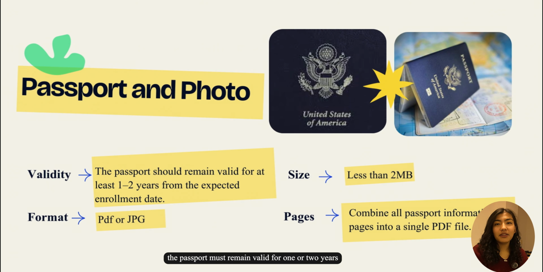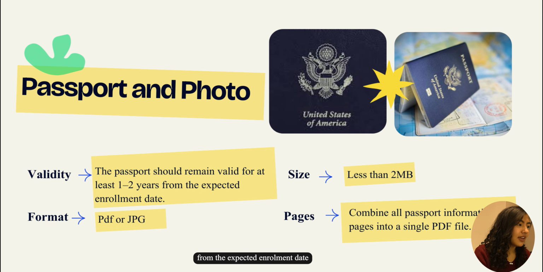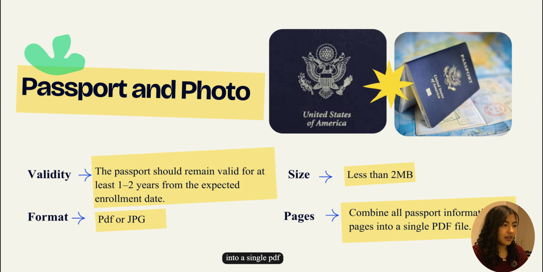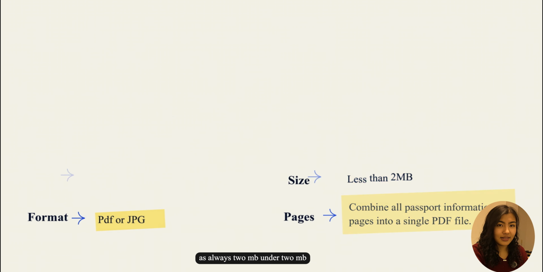Then next is the passport. The passport must remain valid for 1 or 2 years from the expected enrollment date. And you should also combine all the passport information pieces into a single PDF and make sure the file size is, as always, under 2 MB.